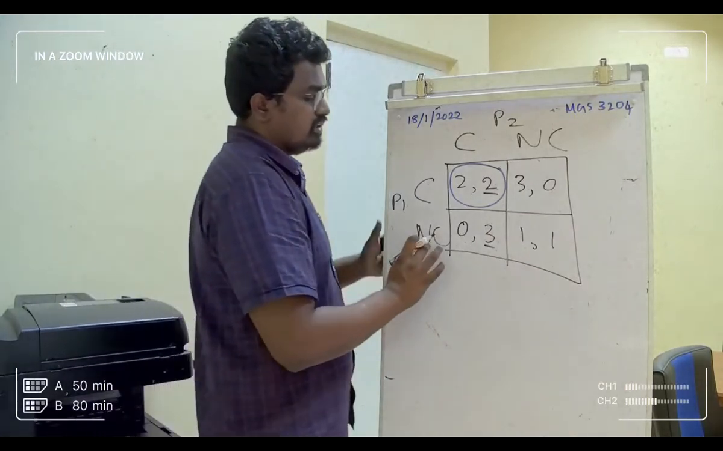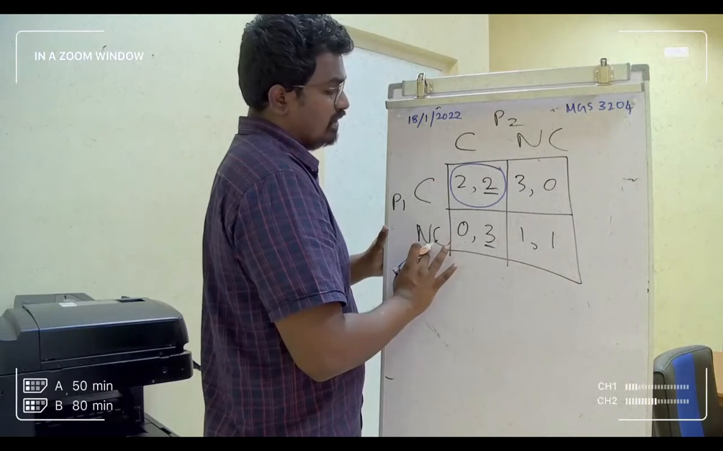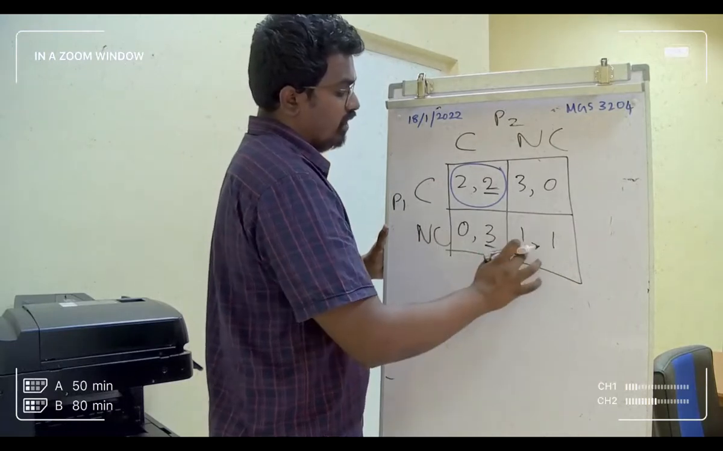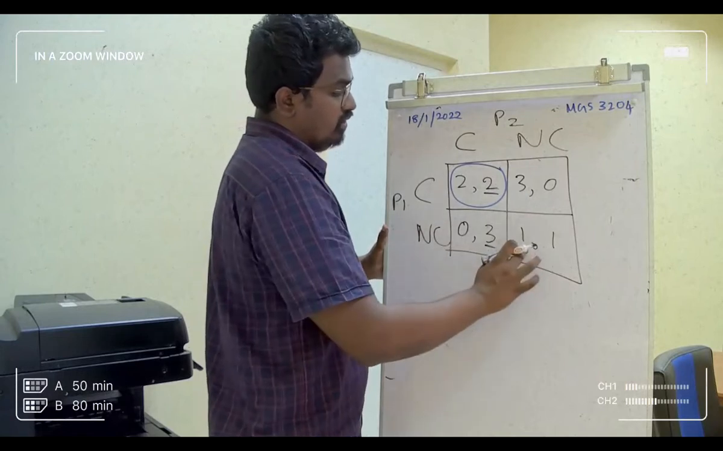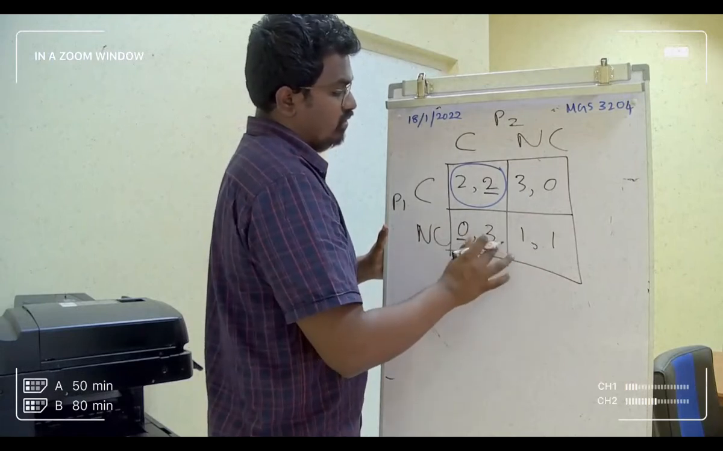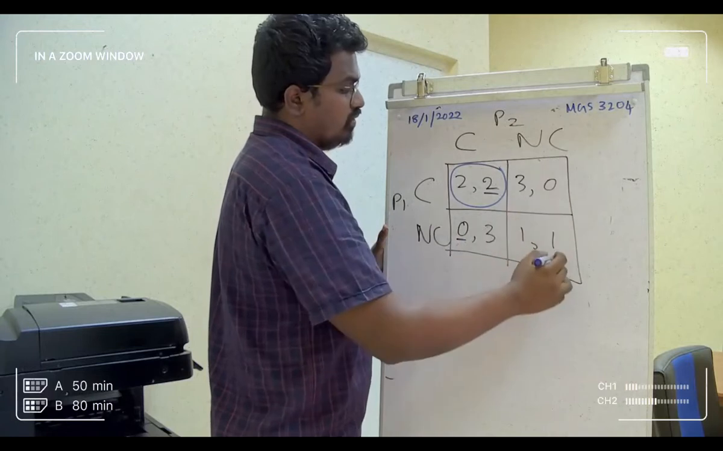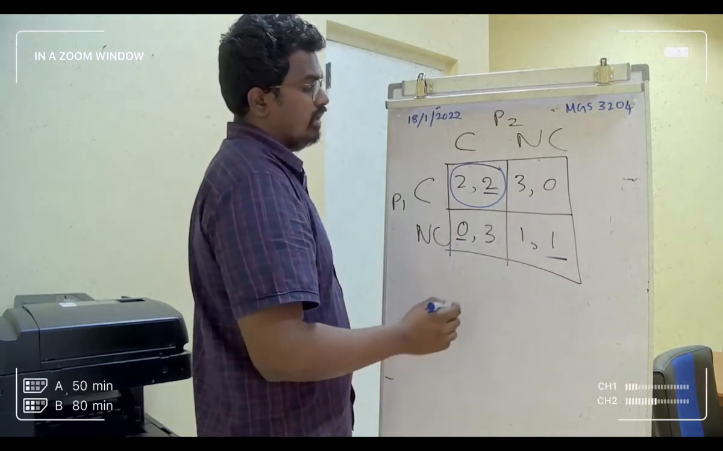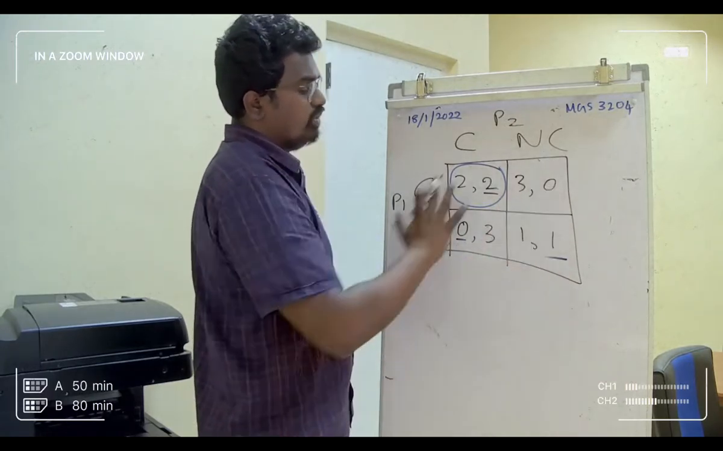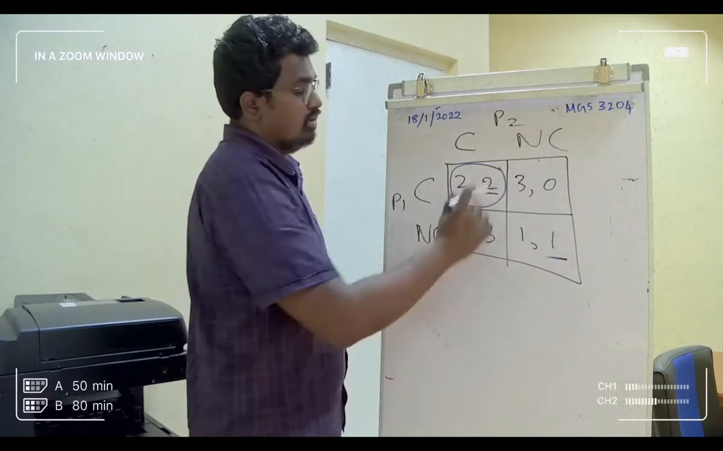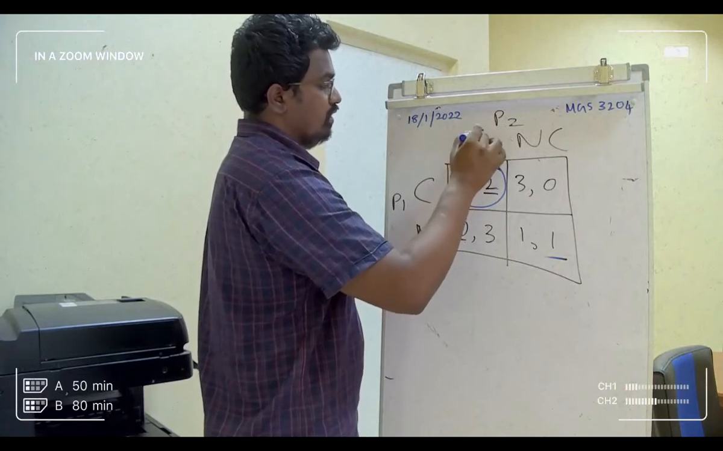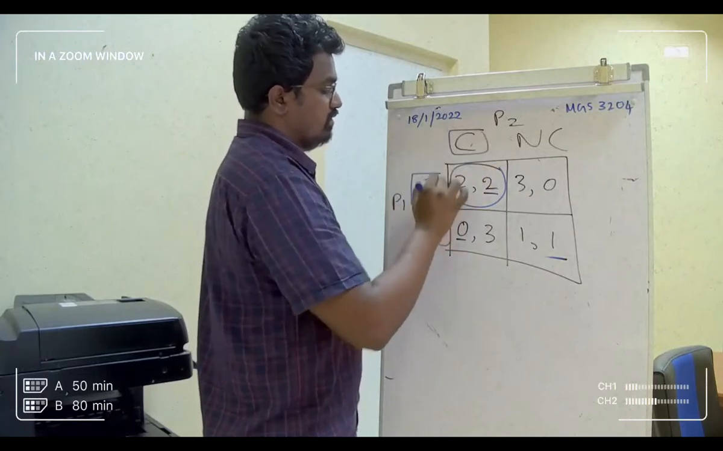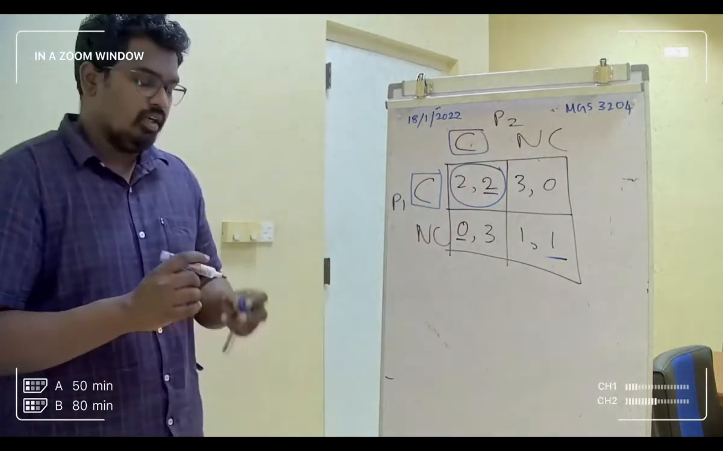Now, with non-confess, what are the options available? 0 and 1, 3 and 1. With 0 and 1, 0 will be good. With 3 and 1 for player 2, 1 will be good. And then finally, in this outcome matrix, they will end up with this option, confess and confess.